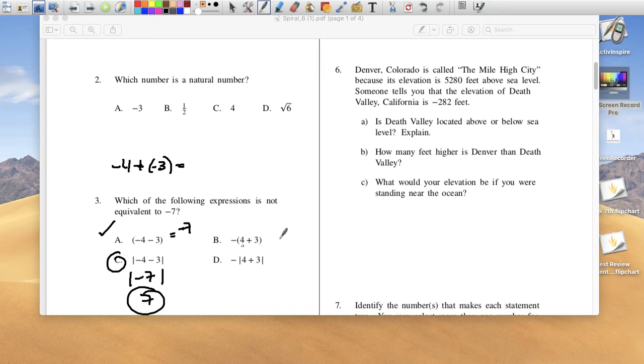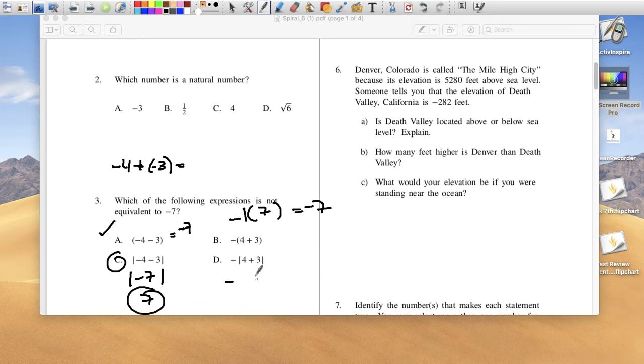So definitely this one. Do I even have to do the rest? Well, let's do the rest just in case. So over here, we're going to do negative, and then 4 plus 3 is 7, right? Inside the parentheses. And remember, there's a 1 outside. -1 times 7 is -7. So this one is -7.